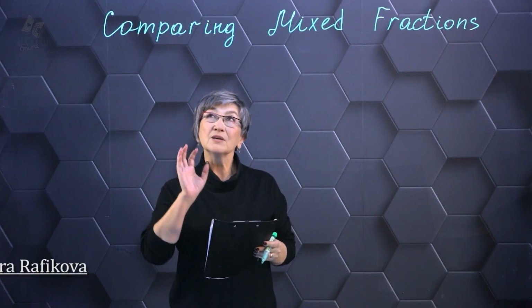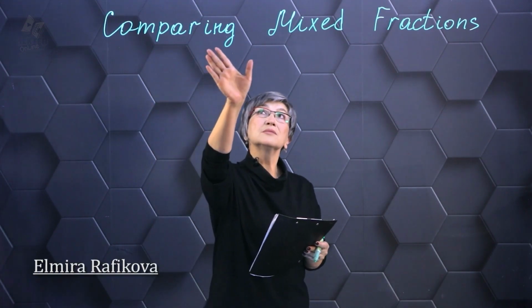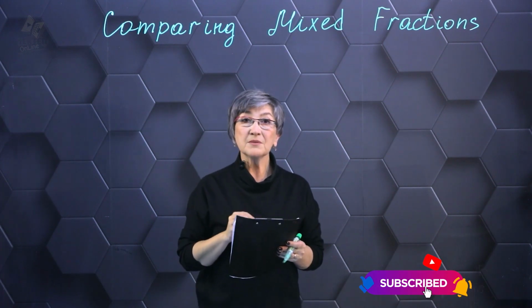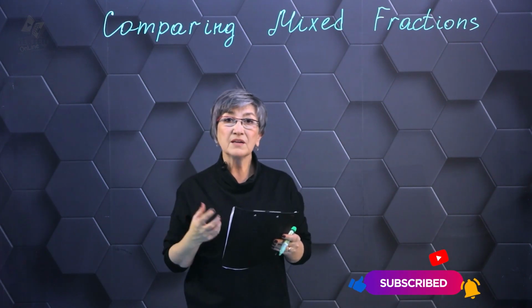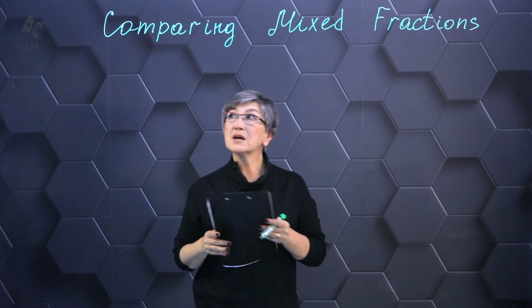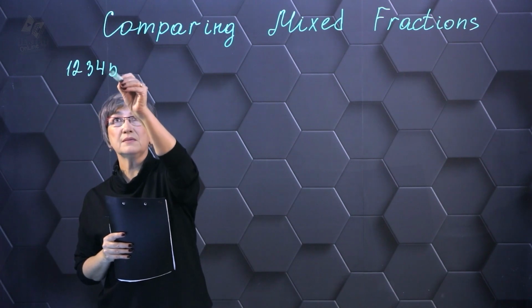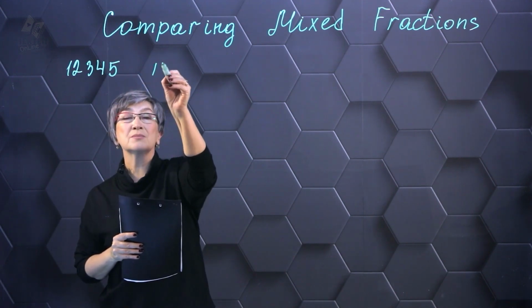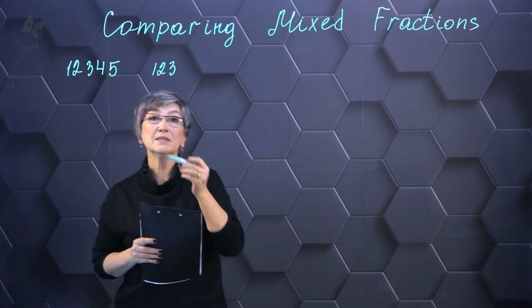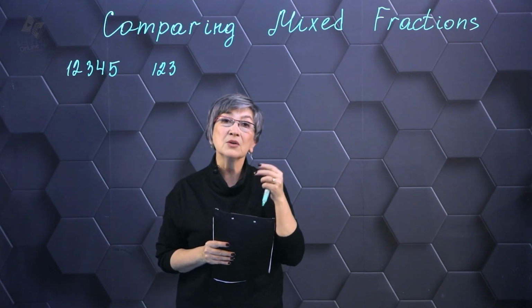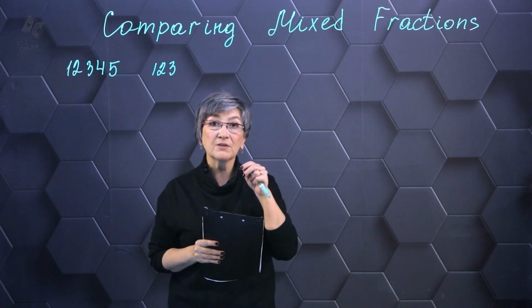Hello, today we are going to study the algorithm of comparing mixed numbers. But first we will remember how numbers are compared. So, if I write down the number 12,345, and I need to compare that number to the number 123, how do I compare it? That is, what are we going to talk about and what are we going to pay our attention to?